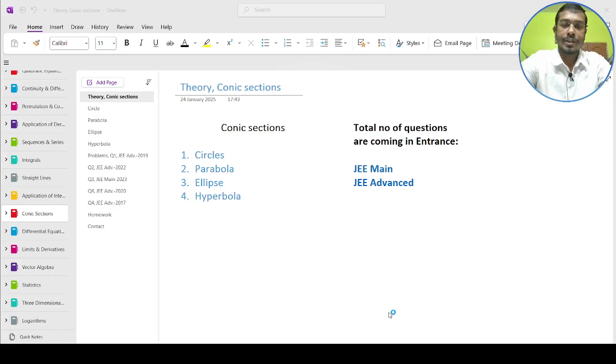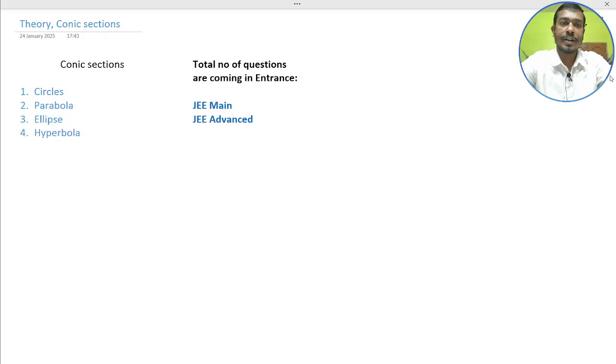So in our previous lecture, we had discussed from class 11 JEE Mathematics, the straight line and the pair of straight lines, basically in the geometry part. And in today's class, we'll cover the most important topic, the conic sections. There are four topics: circle, parabola, ellipse, and the hyperbola.